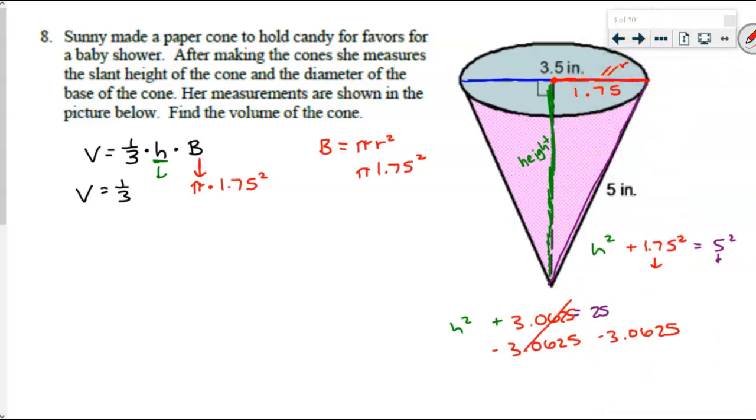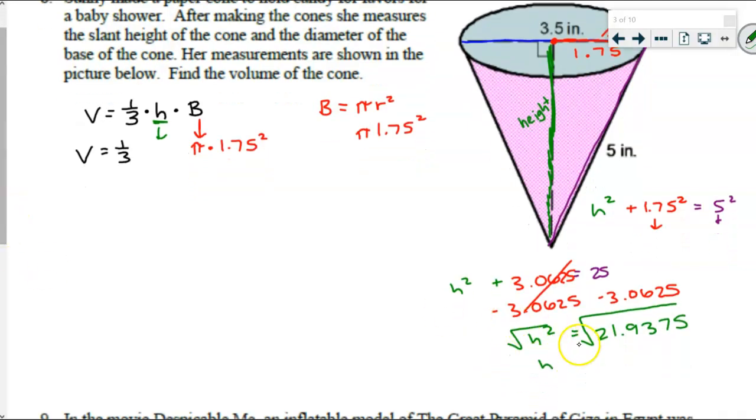And again, I need your help with these calculations. I have the h squared, the height squared, is equal to 25 minus 3.0625. Birdie? 21.9375. Thank you. And we take the square root of that, and that is going to be equal to the height. The height is equal to the square root of 21.9375. Not going to be a nice number, so we'll just keep it like that.